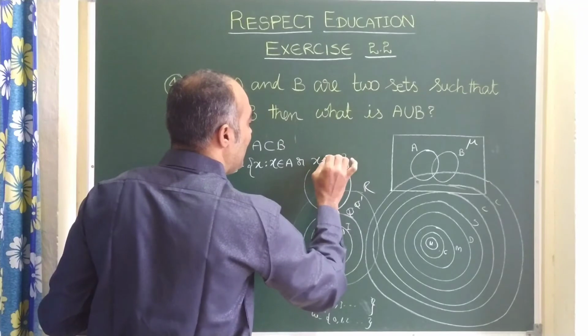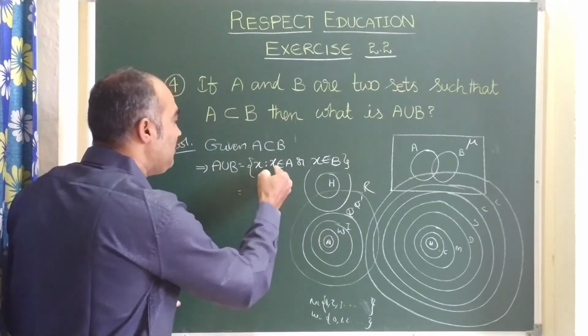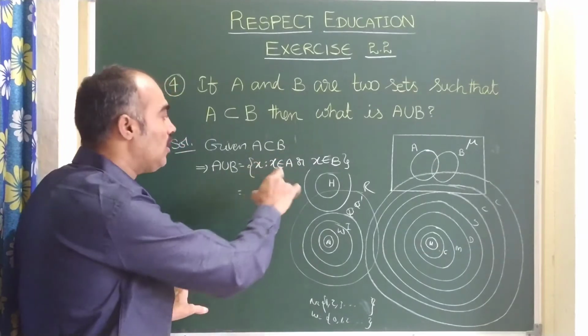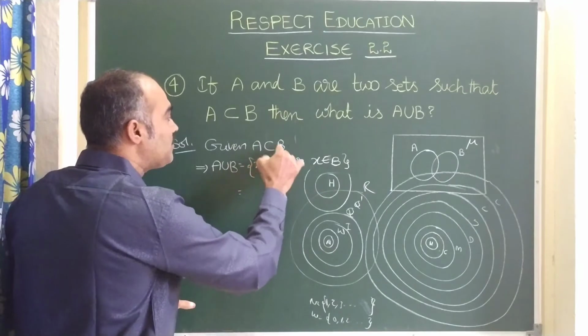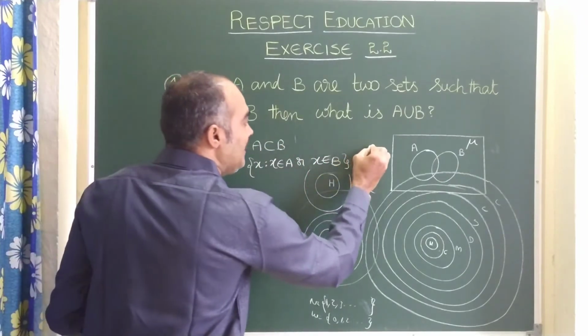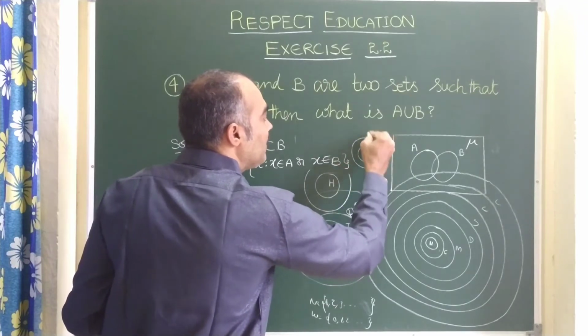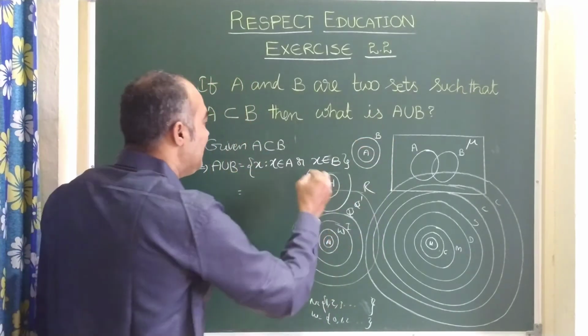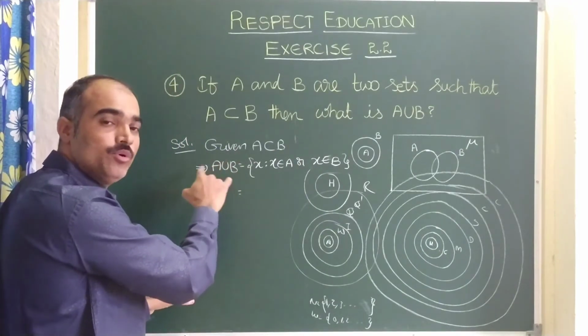X belongs to A or X belongs to B. That means here X can be there in A and also there in B, right? So here A is a subset of B, which means A is there inside of B. That means as both are making unity, both are showing unity, both are friends.